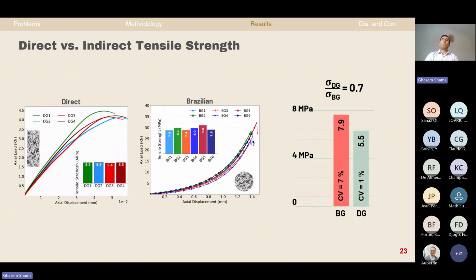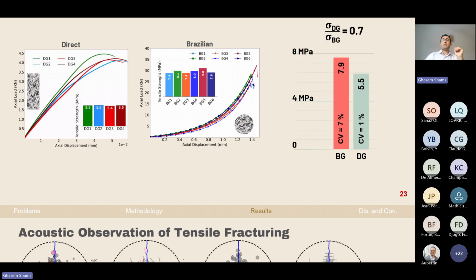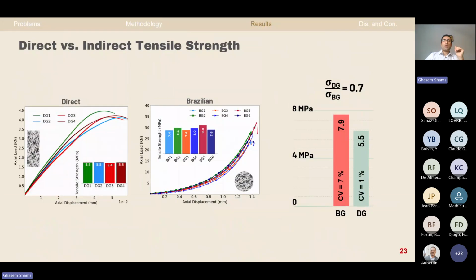As you can see here, like other studies, we showed that the Brazilian tensile test overestimates the tensile strength obtained from the direct tensile test. Therefore, the direct tensile strength is 70% of that obtained from the Brazilian test. This is in the same range as the literature and other studies. And we know it up to here. Other researchers have shown this ratio between direct tensile strength and Brazilian tensile strength.